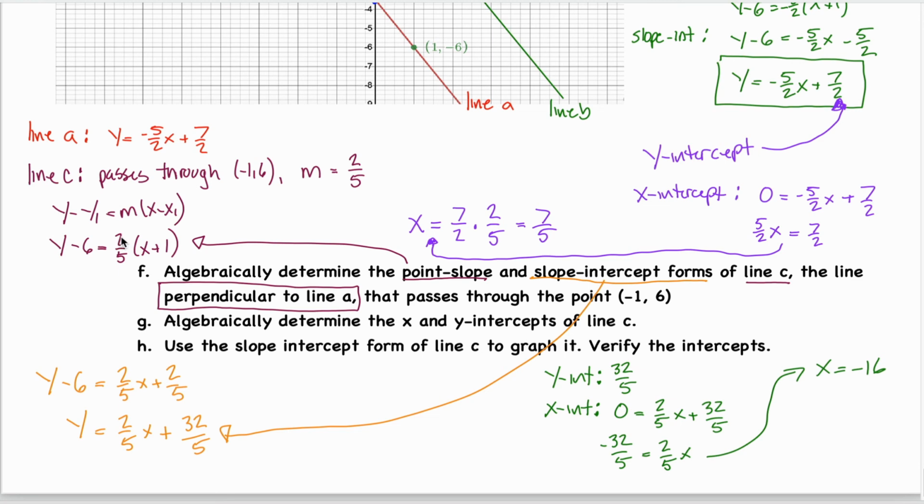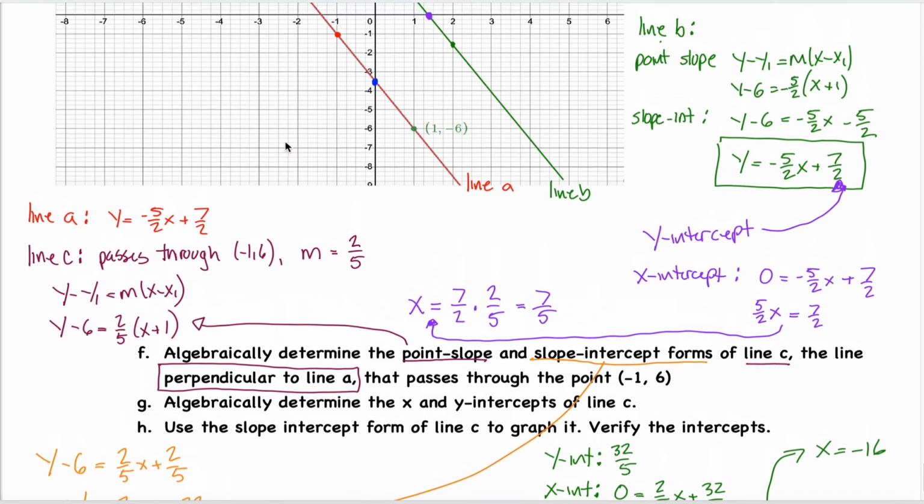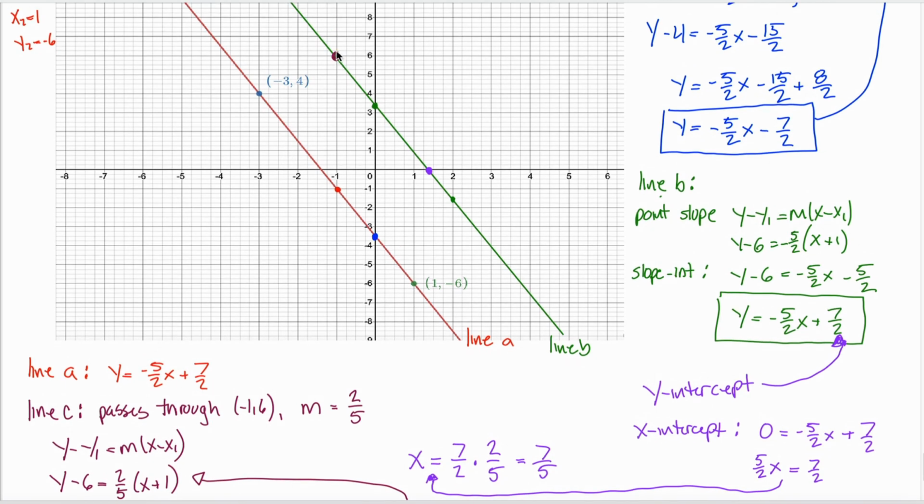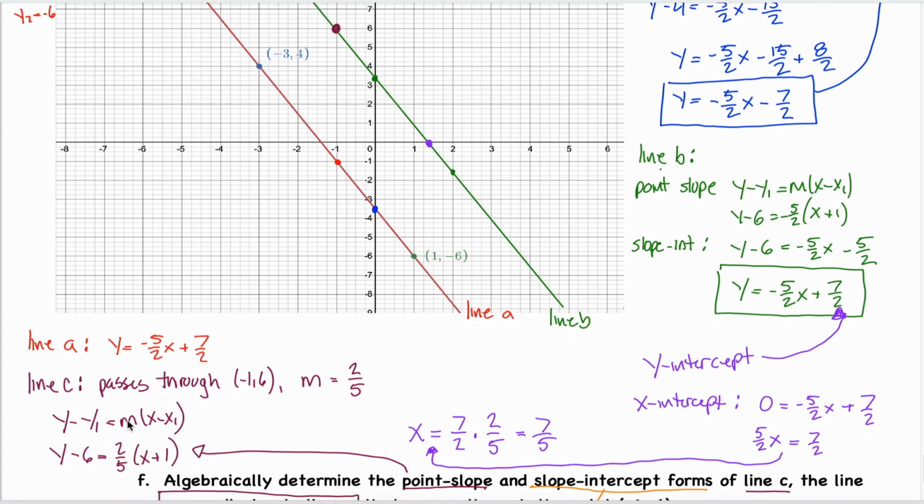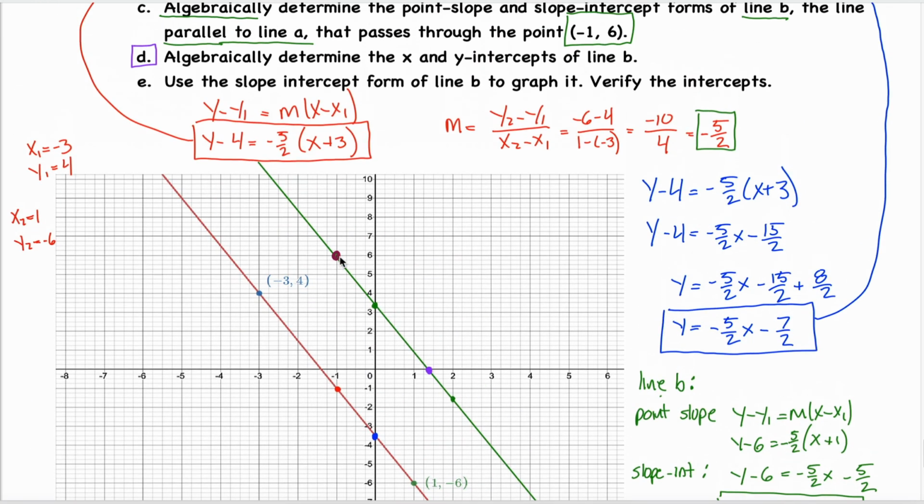Point-slope form tells me that the slope is 2/5, and this line passes through the point (-1, 6). So here again is (-1, 6). This point fell on line B. It also falls on line C. But now my slope is positive 2/5. So from here I'm going to go up 2 units each time I go to the right 5 units. 1, 2, 3, 4, 5. That brings me over here. And I'll connect these with a straight line.